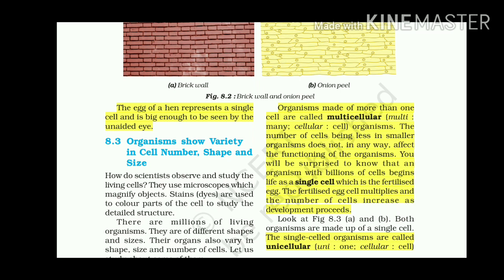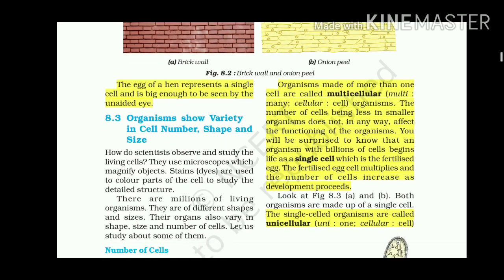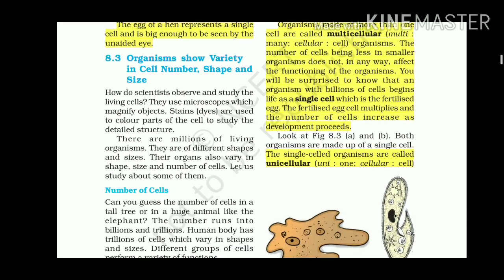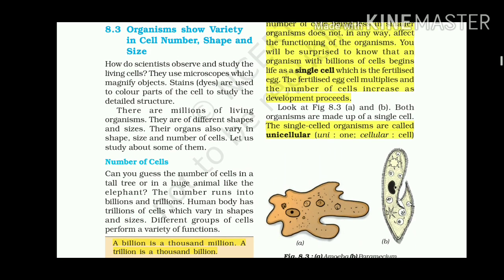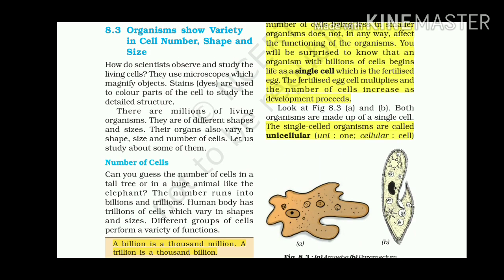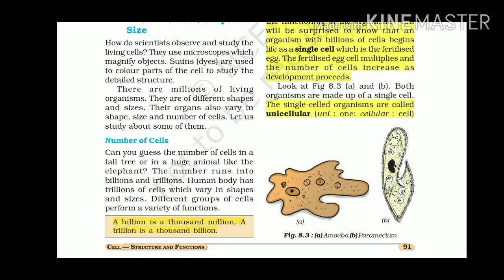There are millions of living organisms. They are of different shapes and sizes. Their organs also vary in shape, size and number of cells. Let us study about some of them. Number of cells. Can you guess the number of cells in a tall tree or in a huge animal like an elephant? The number runs into billions and trillions. The human body has trillions of cells which vary in shapes and sizes. Different groups of cells perform a variety of functions.